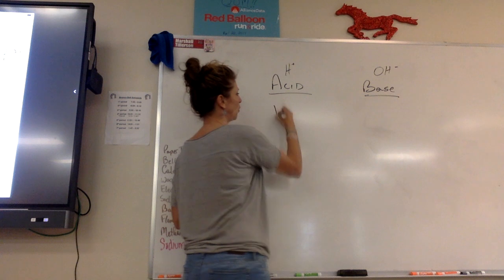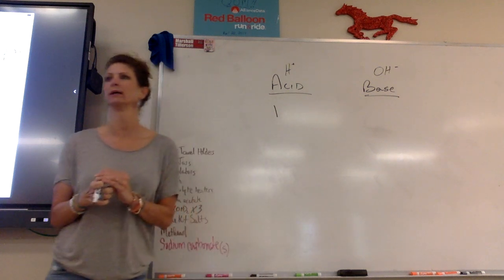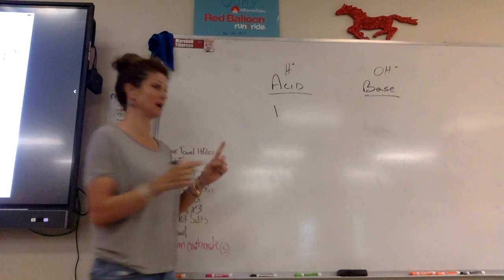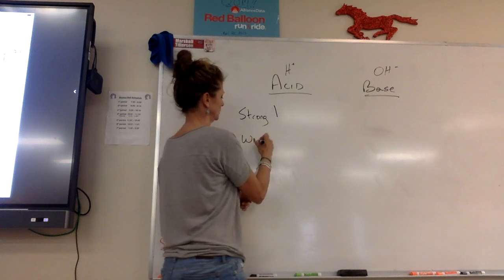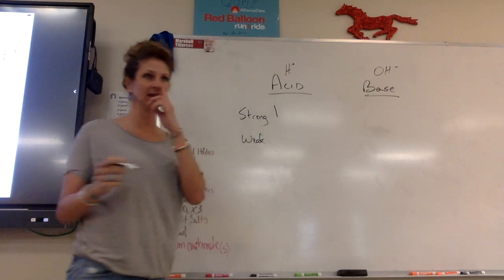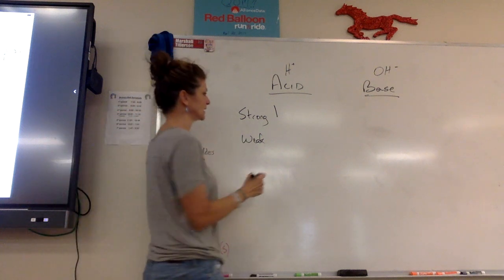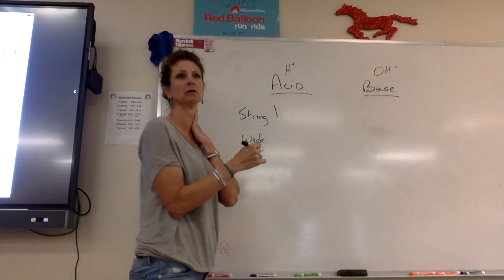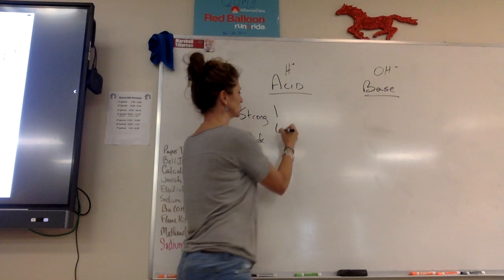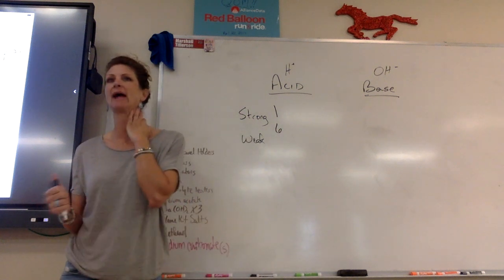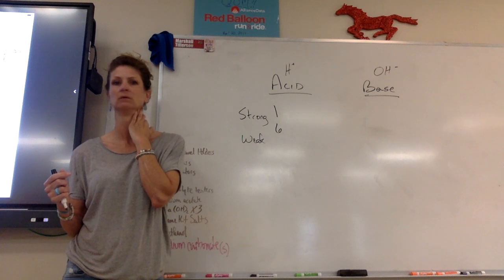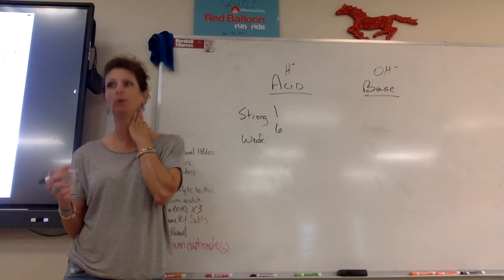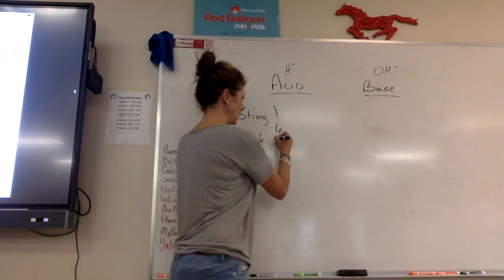That's a pH of 1. Is it strong or weak? Very strong. All right, here's weak. If I have an acid with a pH of 6, is it stronger or weaker? Weaker. Good. So I'm going to put it in between. If I have an acid with a pH of 10? Very weak. All right.